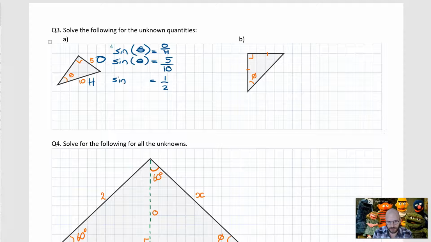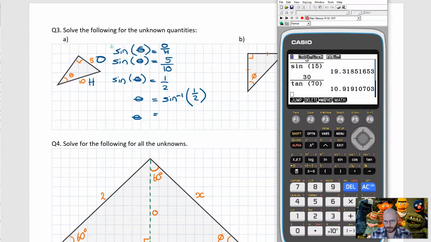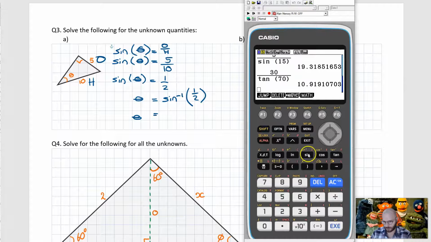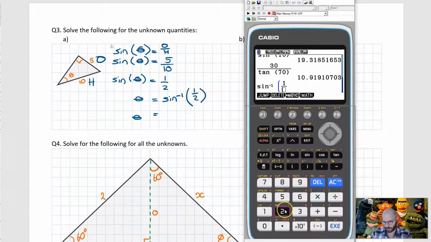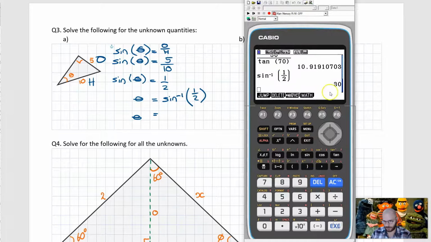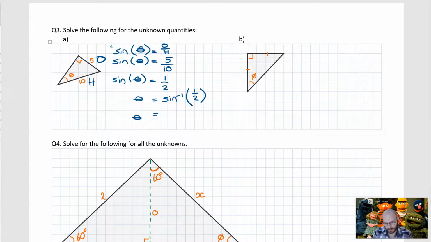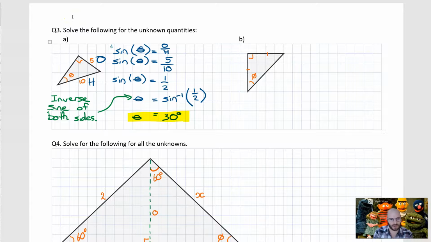Subbing in the values, we're going to get sine theta is equal to 5 over 10, or a half. Next step is we don't really care about what sine theta is, rather we care about what theta is. So we need to take the inverse sine of both sides of the equation. So inverse sine of a half is going to be roughly, we go shift sine, 1 over 2, close it off, 30. So in this case our angle of interest, theta, is 30.